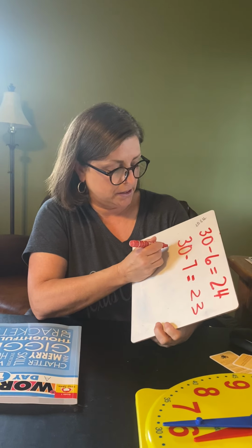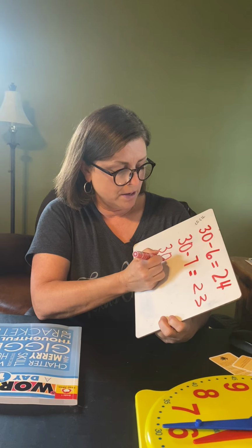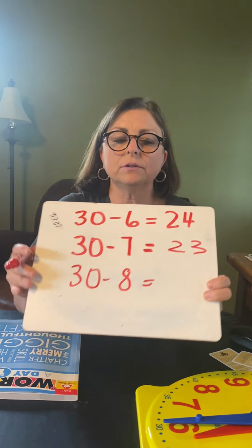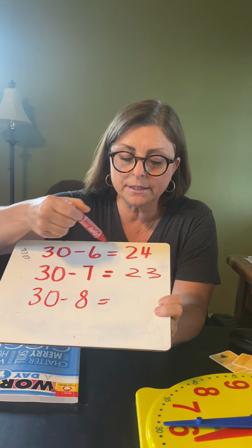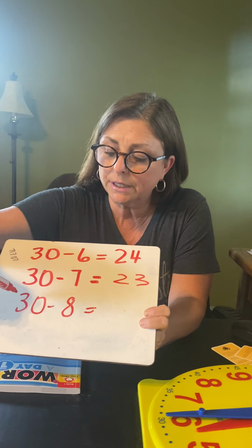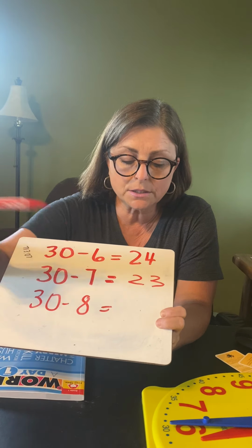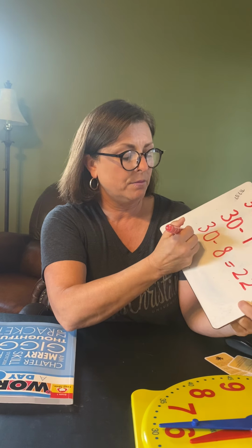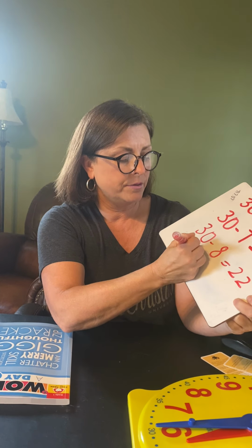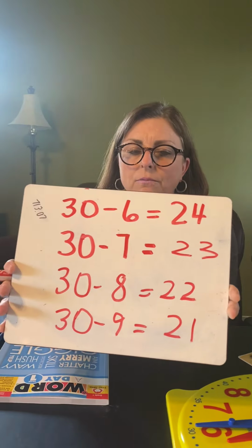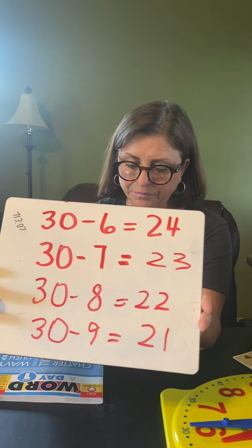Let's see what happens here. Let's get a pattern going. So 30 minus 8 equals, what do you think it's going to be? If 30 minus 6 equals 24, 30 minus 7 equals 23, 30 minus 8 is what? 22. And one last one, 30 minus 9, you are correct, equals 21. Notice the pattern.